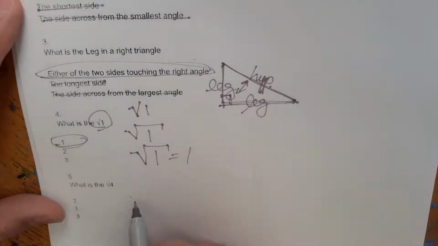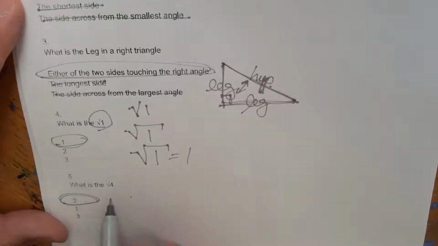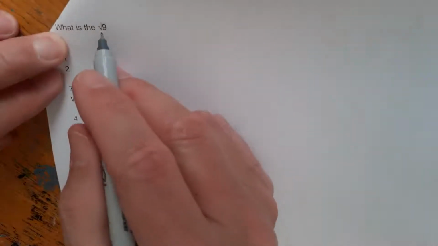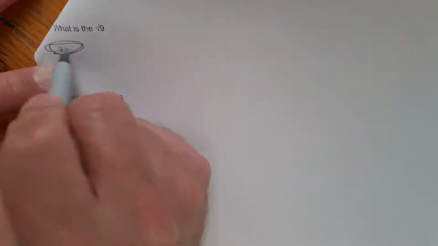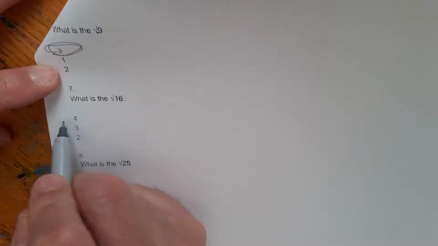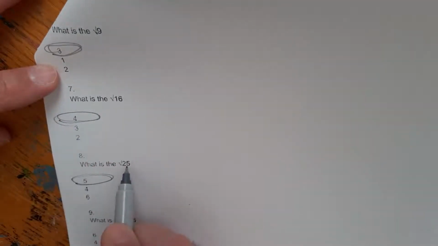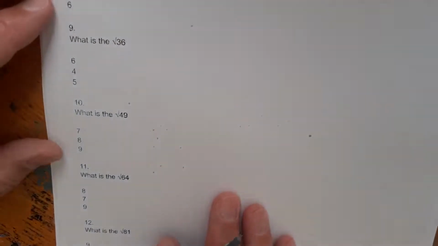What's the square root of 4? Square root of 4 has got to be 2, because 2 times 2 equals 4. Right? It looks like I got a lot of problems here, so I'm going to move pretty quickly through these. What's the square root of 9? 3, because 3 times 3 equals 9. Square root of 16 is 4, because 4 times 4 is 16. Square root of 25, 5. Because 5 times 5 is 25. And notice these are all perfect squares and square roots because they're integer values. There's no decimals involved here.